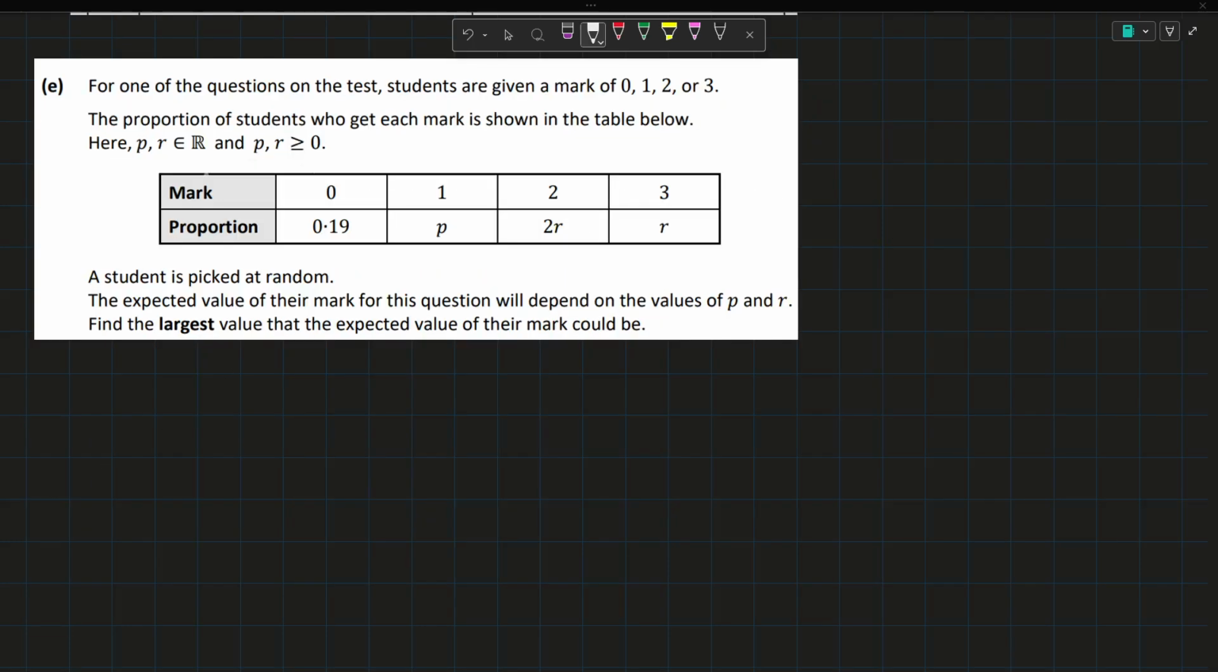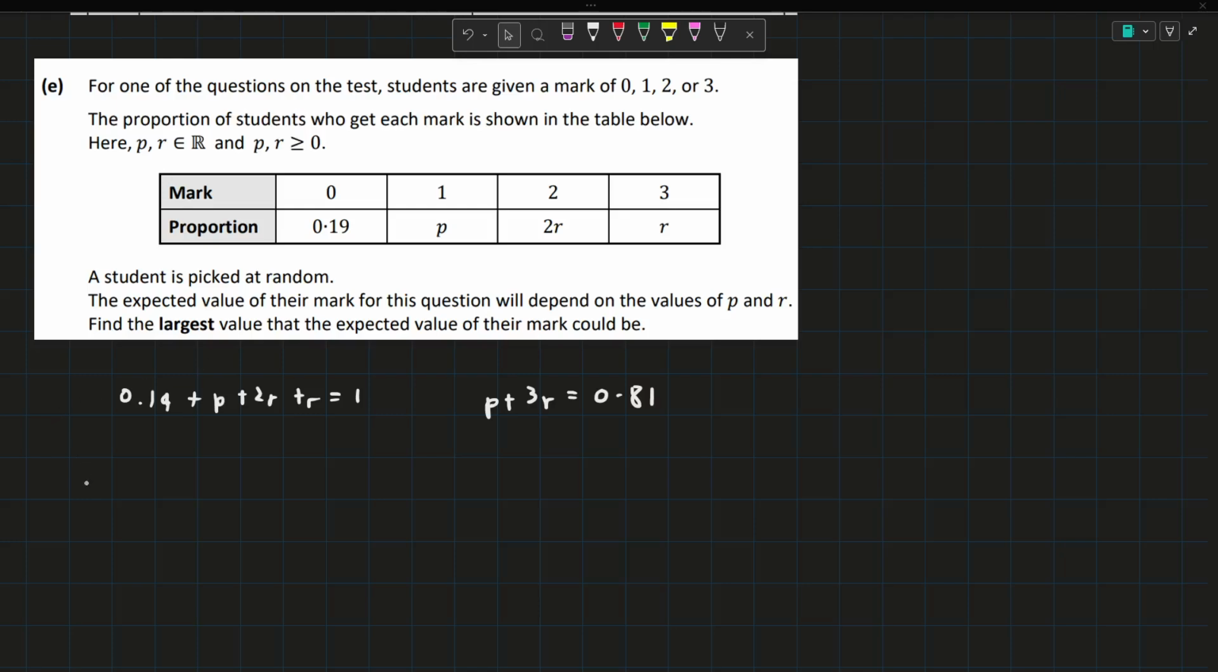So here we're given some information. We're told to find the largest possible value of the expected value. So first of all, let's just calculate the expected value. So we know that when we add up all these probabilities, first of all, we will get 1. That's just a fact of how probability works. So 0.19 plus p plus 2r plus r will give us 1. We can do a bit of simplifying with the 0.19 to the other side. We get that p plus 3r will give us 0.81. That's a useful fact to know.